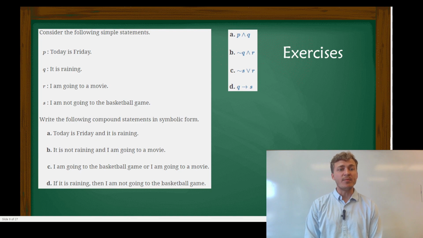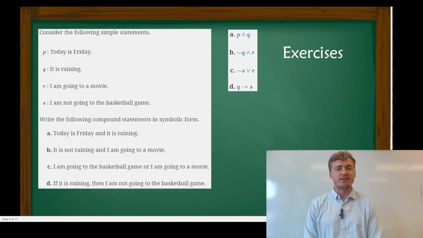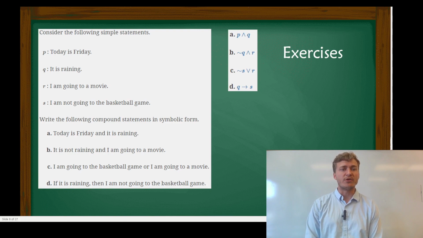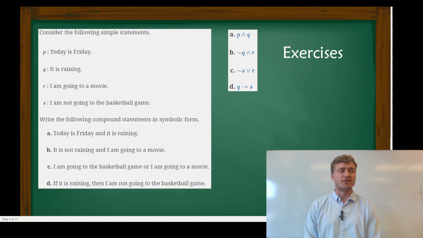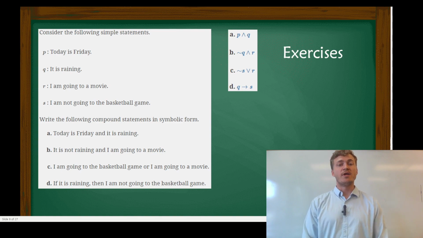Part C, I am going to a basketball game or I am going to a movie. Well, S was "I am not going." So if you are going, that's not S, denoted as tilde S. Or, there's our V-looking connective, or I am going to a movie, therefore R: not S or R. Part D, if it is raining, that's Q, then I am not going to the basketball game. If-then statements are conditional statements denoted by an arrow. So if-then gives us the arrow in the middle. To the left is Q, to the right is S. Q implies S, or if Q, then S.